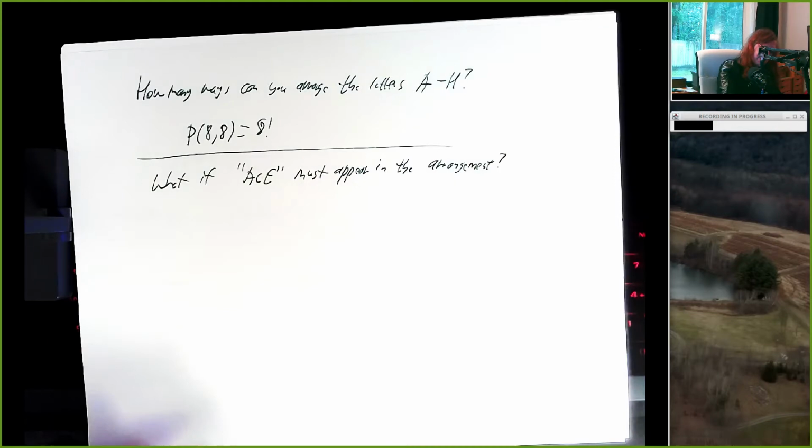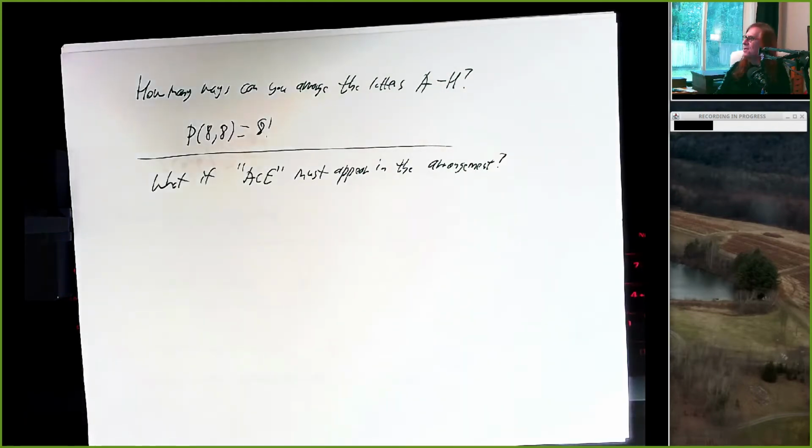Here's a slightly different question. How many ways can we arrange the letters A through H such that ACE appear in the arrangement right next to each other?